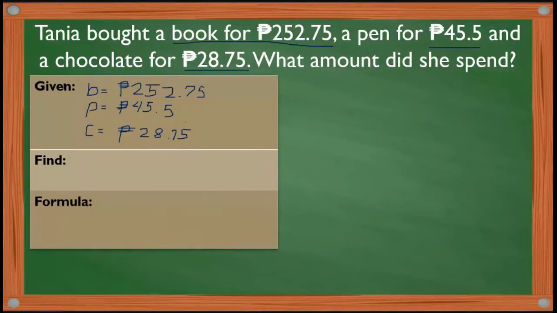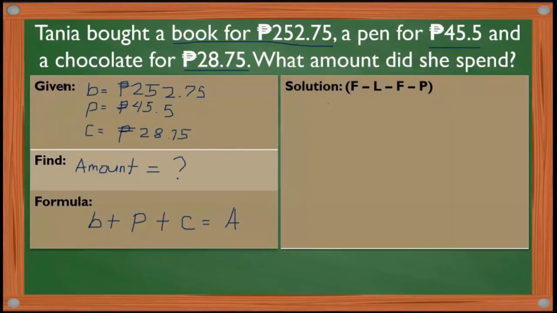Next. Find. What is the missing? Amount spent. Next. How do we write the formula? We're going to add B plus P, yung P pen, yung B ay book, plus C. That is the formula. Equals amount. Iyan yung formula.